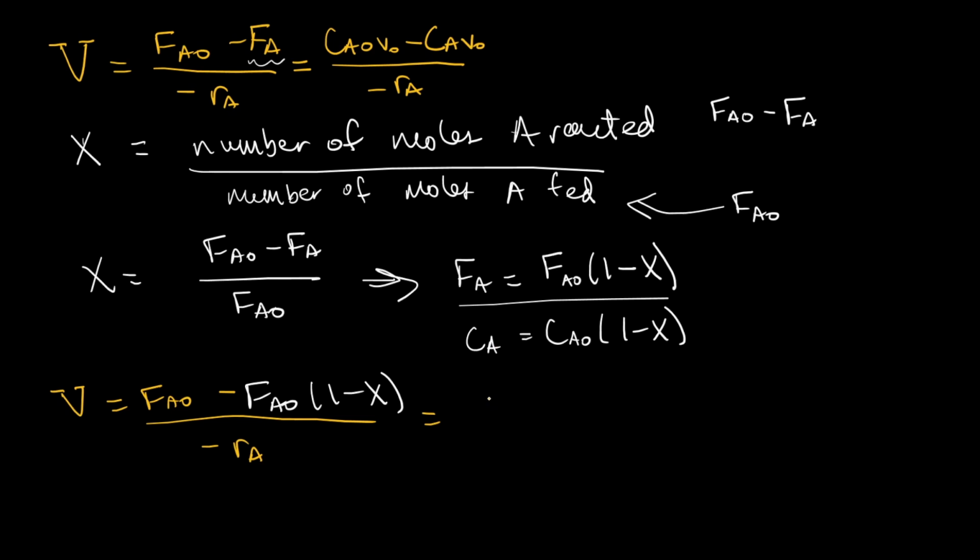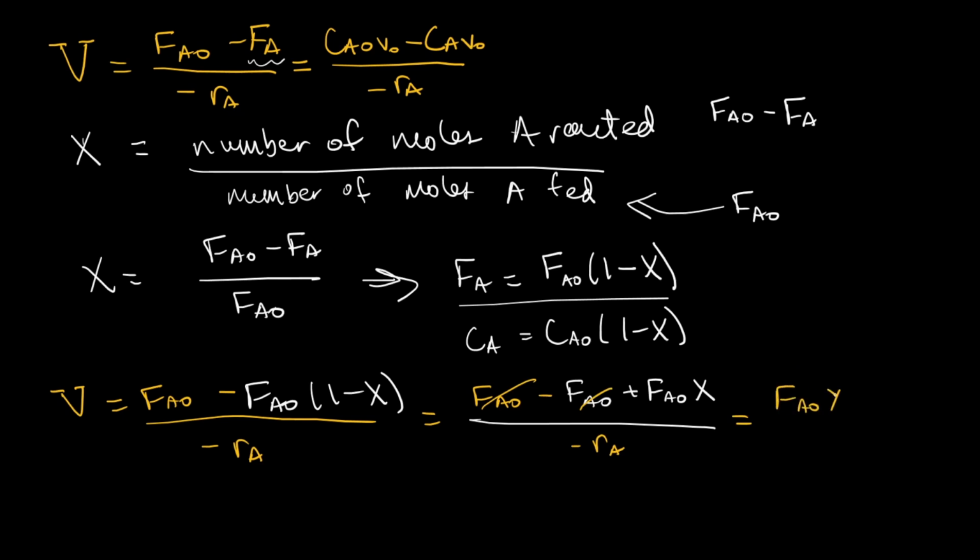And we can simplify this a little bit by multiplying through by this term FA naught here. So we get FA naught minus FA naught plus FA naught times X divided by negative RA. And here these two terms cancel out, so we end up with FA naught times X over minus RA. And while we're here, let's also write this in terms of concentrations. That's going to be CA naught times little v naught times X divided by minus RA. So we have two different ways of looking at this problem.